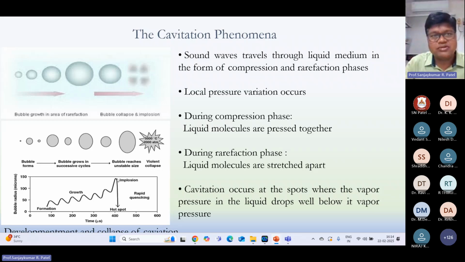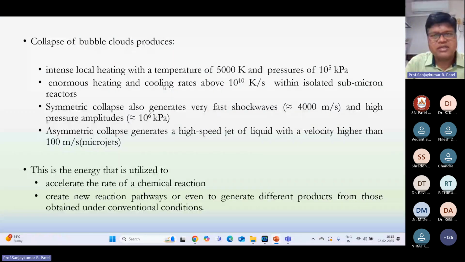Okay, and also there are enormous heating and cooling rates, mostly 10^10 Kelvin per second. This heating or cooling is possible in submicron reactors. And when that particular bubble collapses, the collapse is divided into two categories. A symmetric collapse can be possible, and there is also an asymmetric collapse.